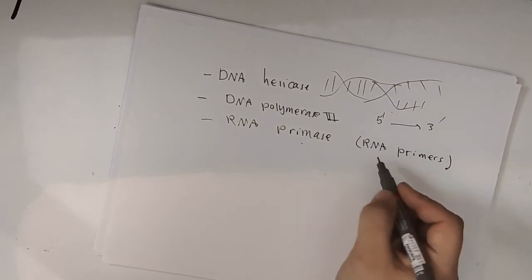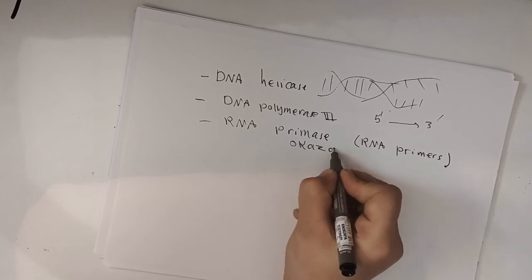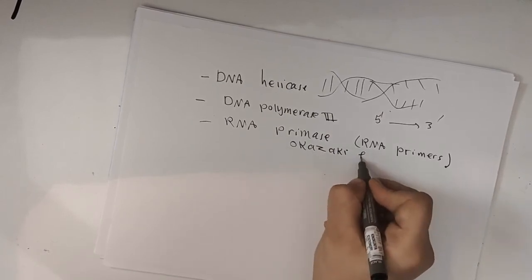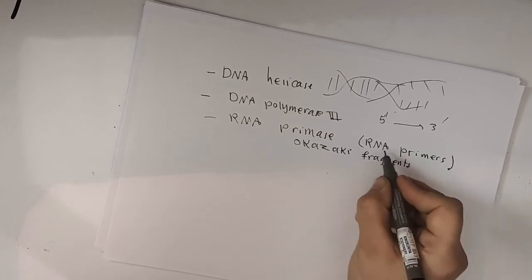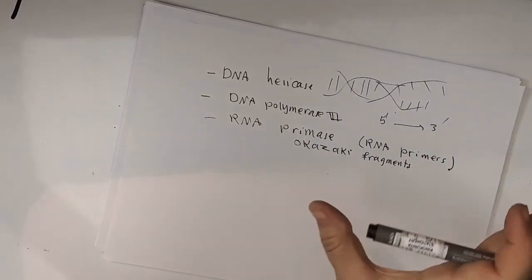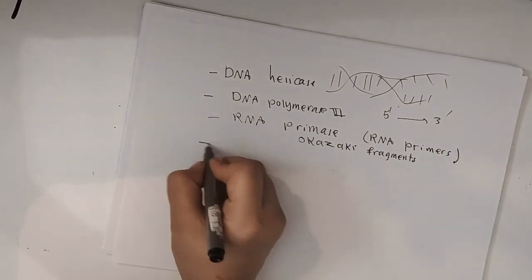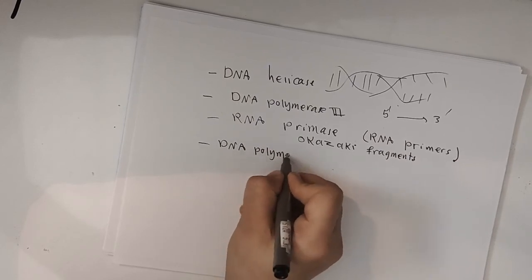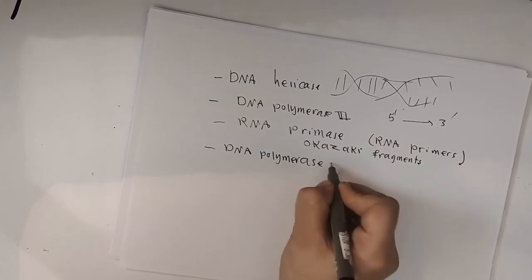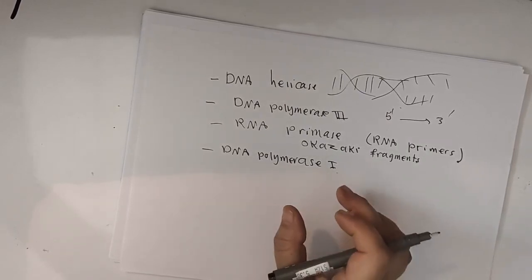Also after this, when the DNA polymerase comes and replicates those, we have small fragments called Okazaki fragments, plus RNA primers left on the lagging strand. After that, the DNA polymerase 1 comes to remove the RNA primers.